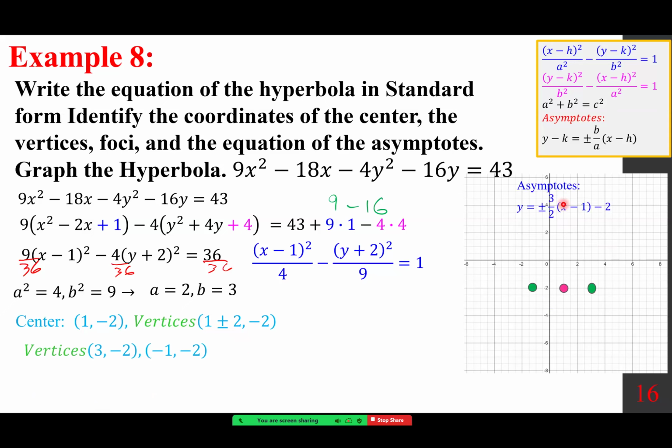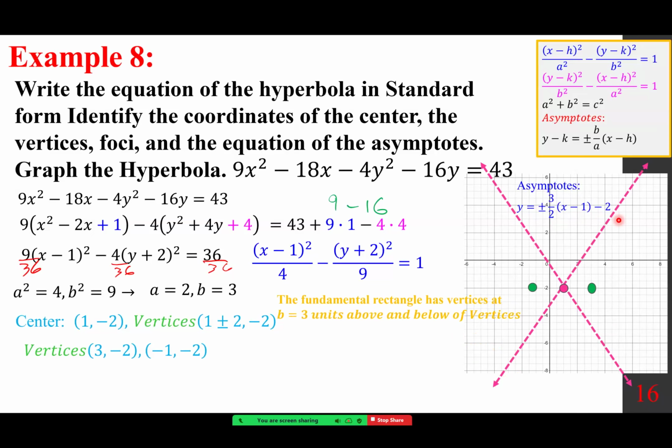Asymptotes: y plus 2 is equal to plus or minus b over a, 3 over 2, times x minus h, x minus 1. Remember, this is y minus k, which was y plus 2. So y plus 2 equals plus or minus 3/2 times x minus 1. That's the equation, and I'm going to leave it for you to simplify. There are two equations here, class, and so those are the two lines.